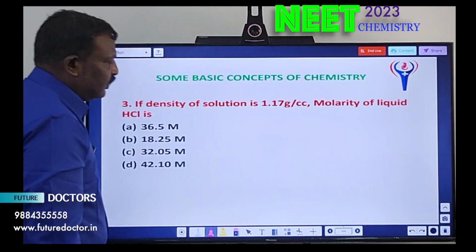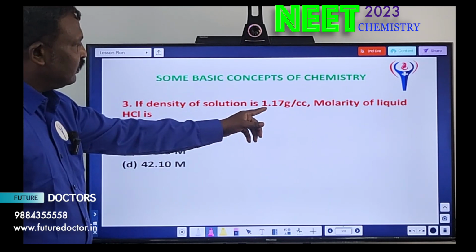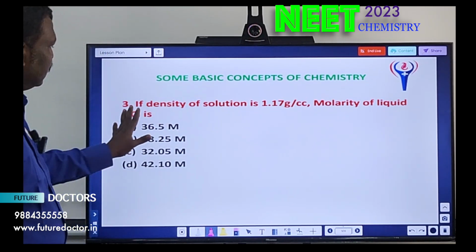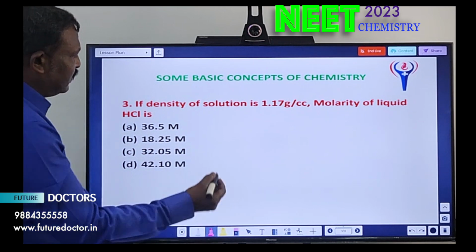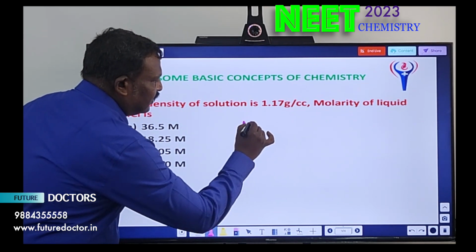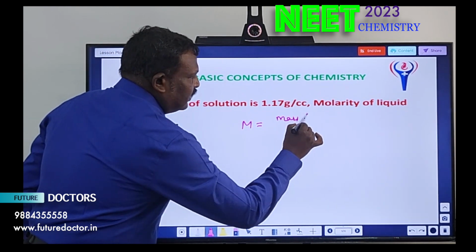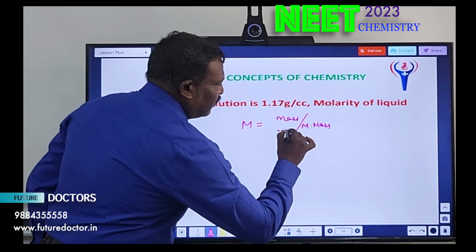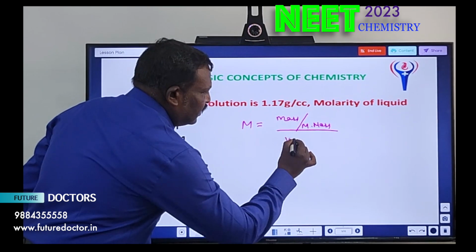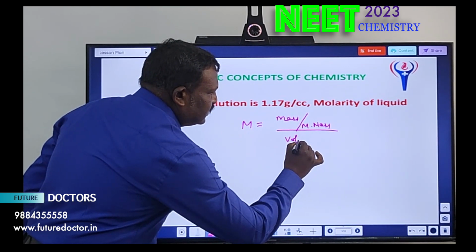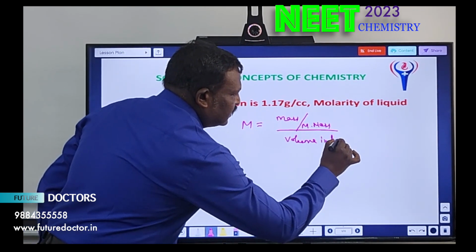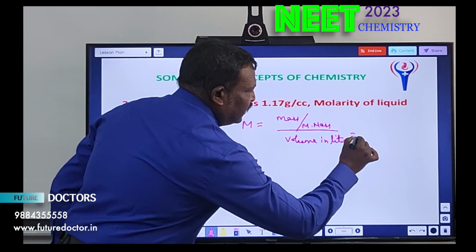Next one: density of solution is 1.17 gram per cc. They're asking to find only the molarity. So molarity, you know the formula: mass by molar mass by volume of the solution in liters. That's the formula for molarity.